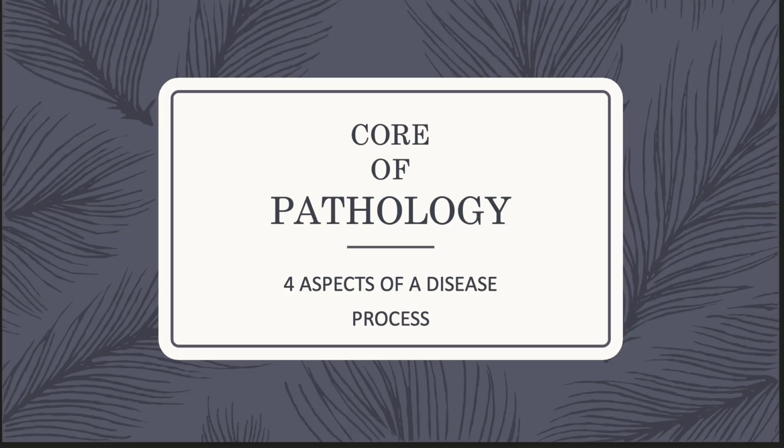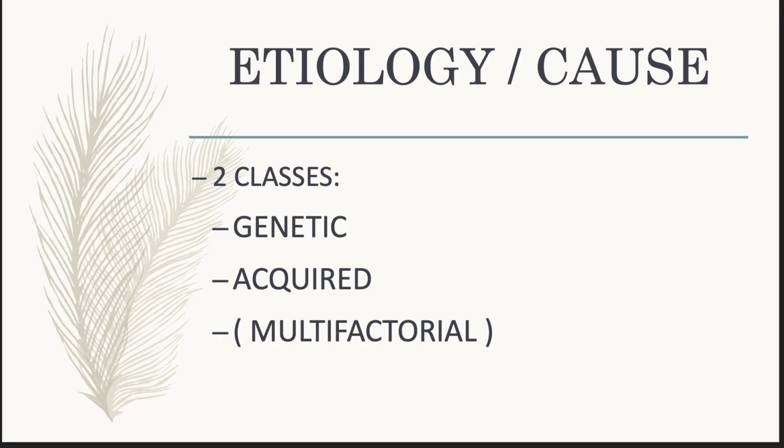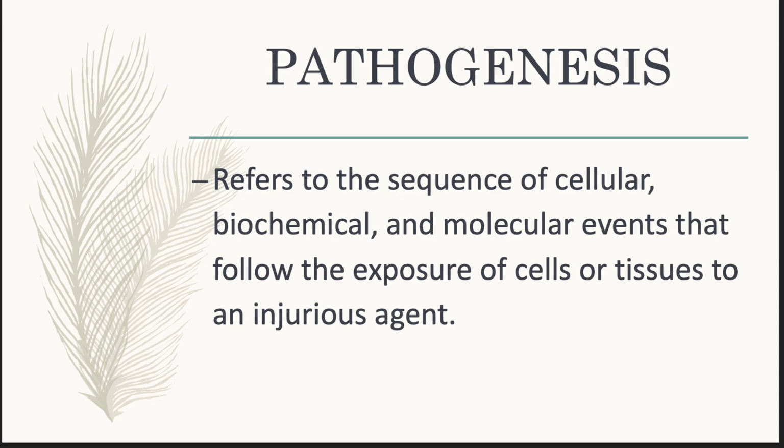Okay? So, the core of pathology, the four aspects of a disease process. So, we have your cause, or your etiology. Two classes, they can be genetic, which you inherit. They can be acquired, or it can be multifactorial. There are many reasons. Next is your pathogenesis. Refers to the sequence.